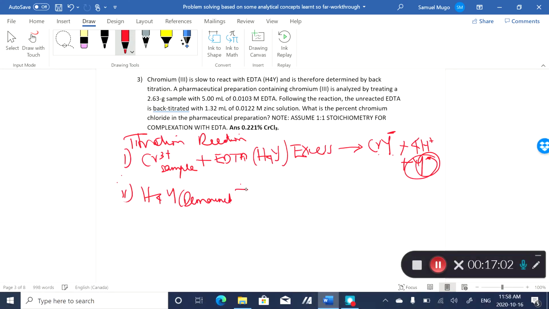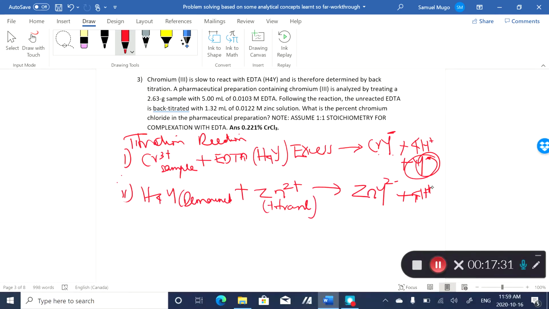And then I'm reacting that with the zinc 2+. This is my titrant. And it's giving me the zinc complex, plus the acid that dissociated. Not very important in this case, but it's there. Okay.